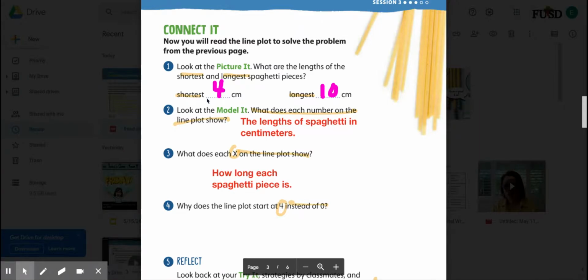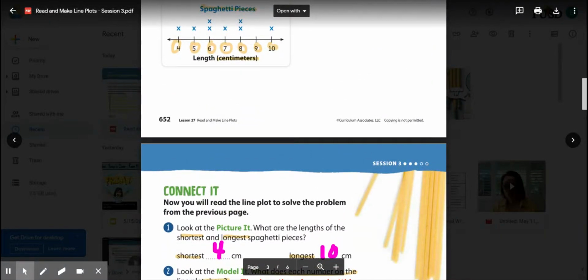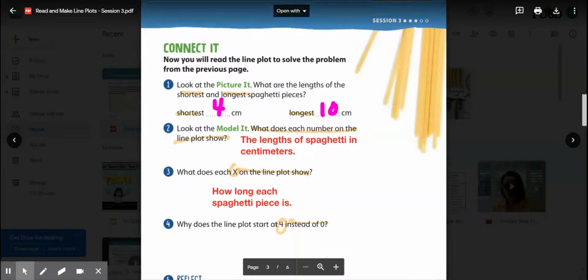Connect it. Now you will read the line plot to solve the problem from the previous page. So look at the picture. What is the length of the shortest and the longest spaghetti? Well, if you look here, this is why we organize it. The shortest piece is 4 centimeters. The longest piece is, if you look over here, there's one that said 10 centimeters. So go ahead and write that in.